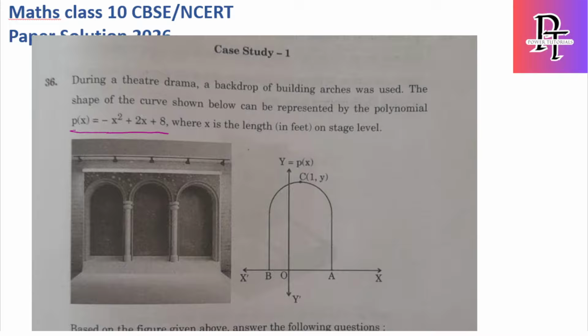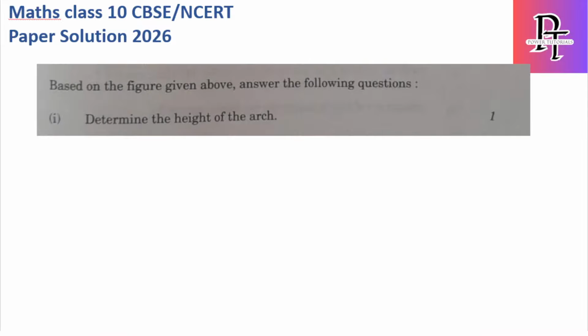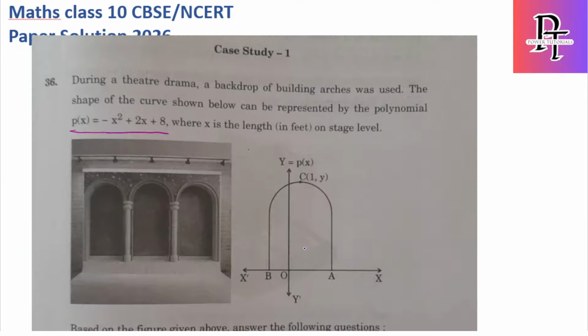Okay, now let's see the questions. Based on the figure above, answer the following questions. Determine the height of the arch. So this answer is easy. Why? Because they have clearly provided you the x point, and they are asking for the y point. So the y point is nothing but the answer. Why? Because here you can notice the vertical line is the y axis, and this is the highest point, x is equal to 1 comma y. So simply substitute the x value in this equation to get the y value, which is the highest point, that is the height.